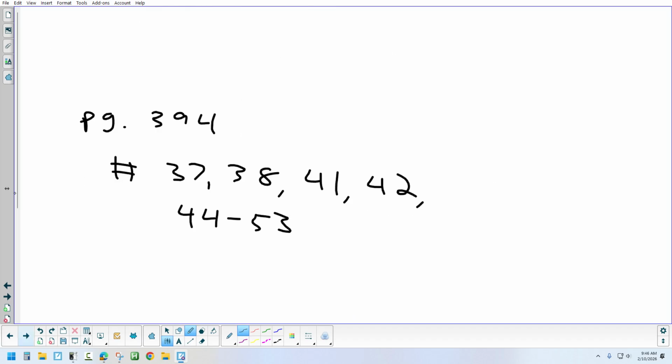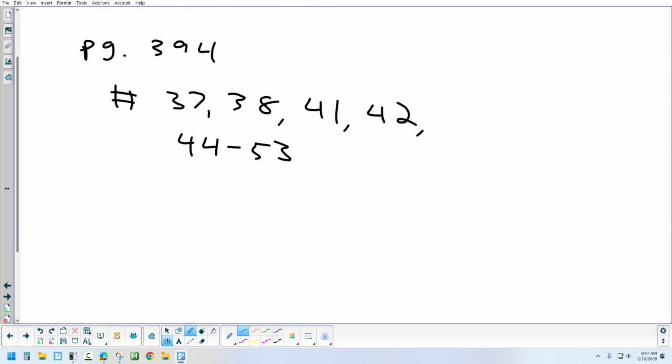All right, so homework, it's not a ton of problems. So it's 394. We'll look at that tomorrow, and then we'll do, let's see, we just did 7.2. So 7.3 tomorrow, and then 7.4 on Thursday.